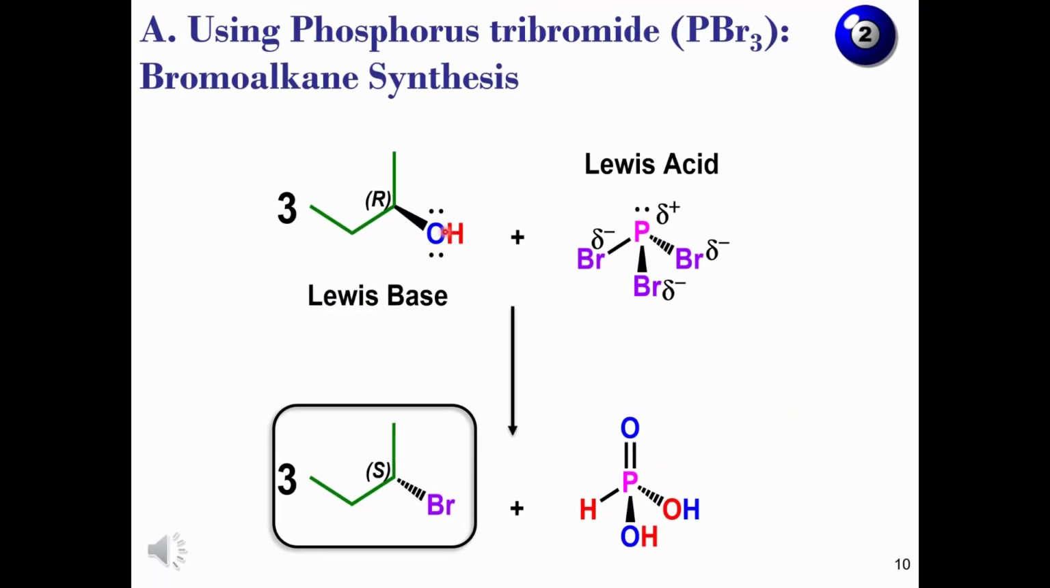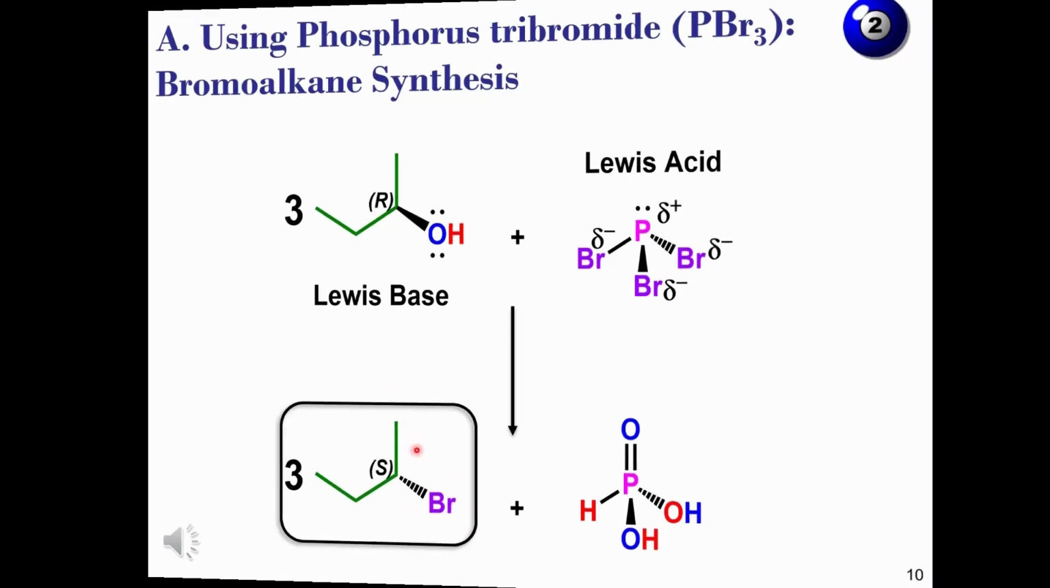So 3 equivalents of alcohol are required for reasons that we'll discuss on the next slide. Please note that the reaction will proceed via SN2, and so this will lead to an inversion of stereochemistry. Let's now discuss the mechanism.